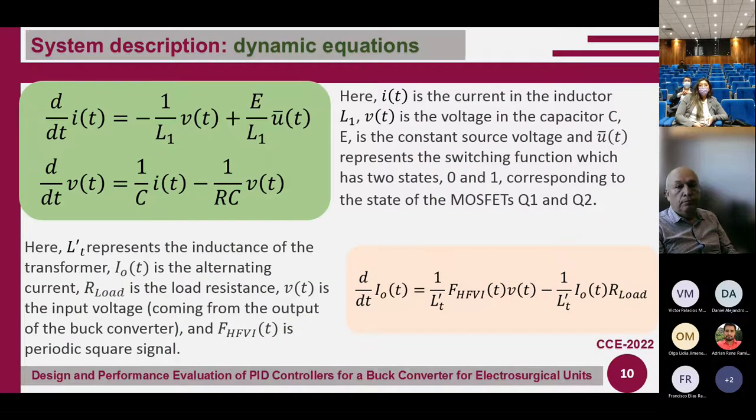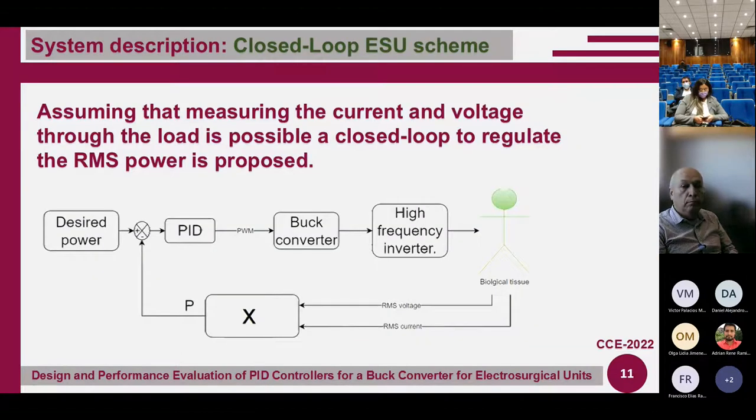Okay, the mathematical model proposed in the discussion is the following. Here, U bar represents the system input. And the system is a zero degree of freedom system. Okay, assuming that measuring the current and voltage through the load is possible, a closed loop to regulate the RMS power is proposed. Here we consider the pulse width modulation of a signal with fixed frequency as a control variable. The PWM signal enables or disables the gate of the MOSFET in the converter.